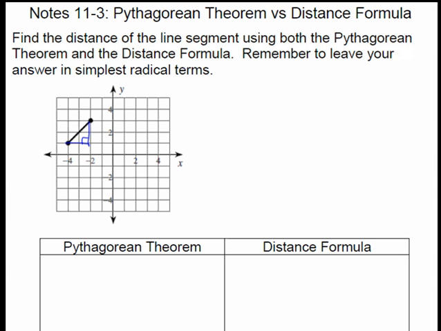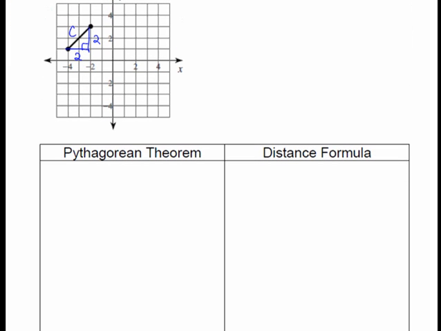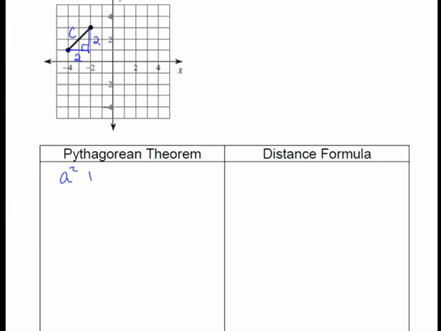So this is going to be my A, which is going to be 2. This is my B, which is going to be 2. I am looking for the C. Remember, the Pythagorean theorem is A squared plus B squared equals C squared. A is going to be 2, so I have 2 to the second power plus 2 to the second power, and that's equal to C squared. So I say 4 plus 4 is equal to C squared, and 4 plus 4 is 8.